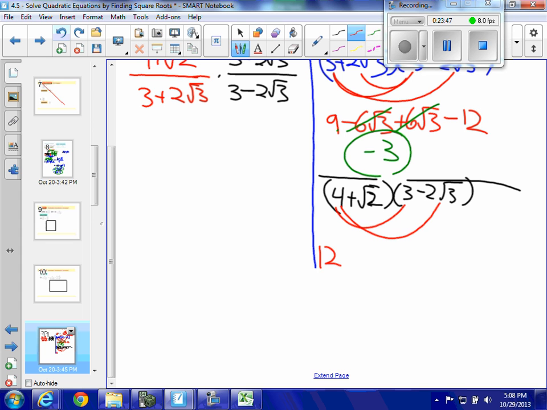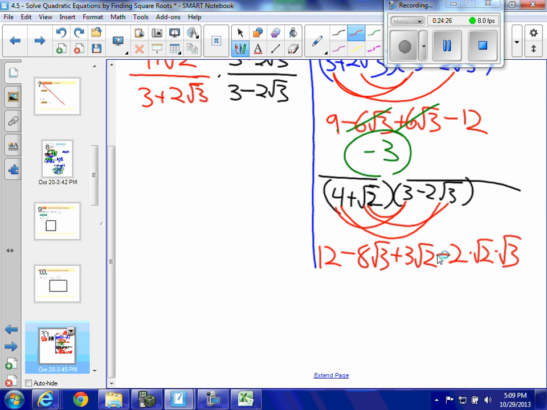Outer. 4 times minus 2 radical 3 is negative 8 radical 3. Inner. 3 times radical 2 is plus 3 radical 2. And then last is radical 2 times negative 2 radical 3. Well, that's going to be minus 2 times radical 2 times radical 3. I want you to think about that one. Maybe pause the video here for a minute and see how that's true.